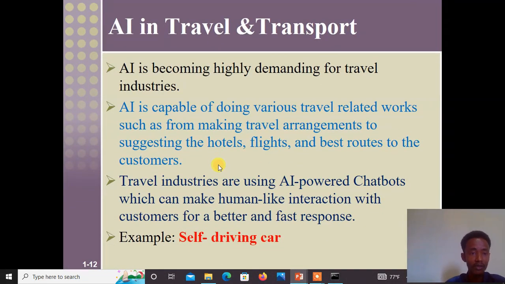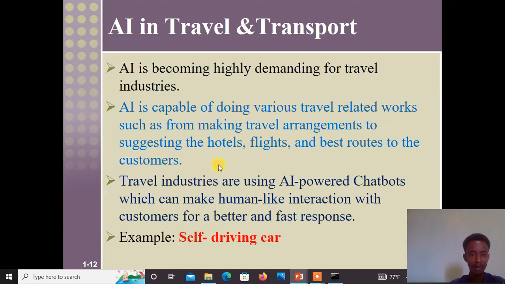Another one is artificial intelligence in travel and transport. In order to have safe and secure travel and transport, artificial intelligence plays a fundamental role. If we consider, for example, self-driving cars, the car can be driven without a human being. It avoids accidents. If we travel by a self-driving car, the travel is safe and important.